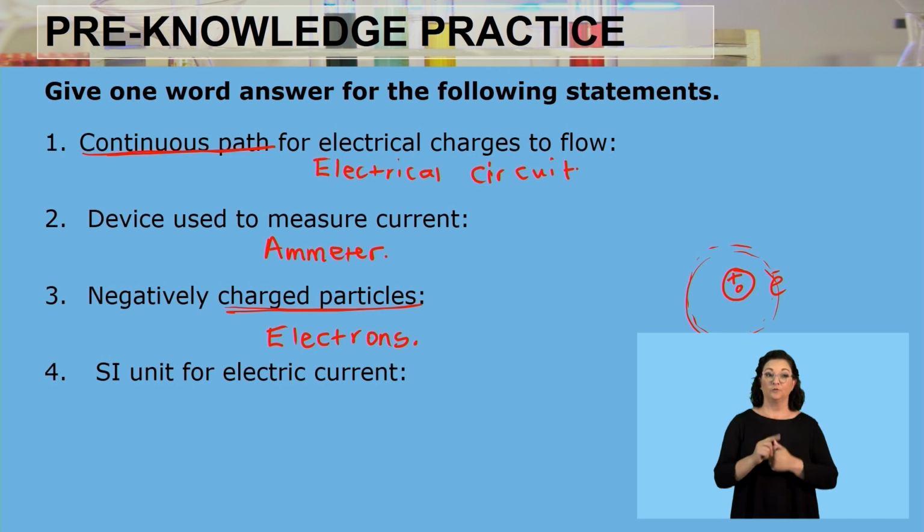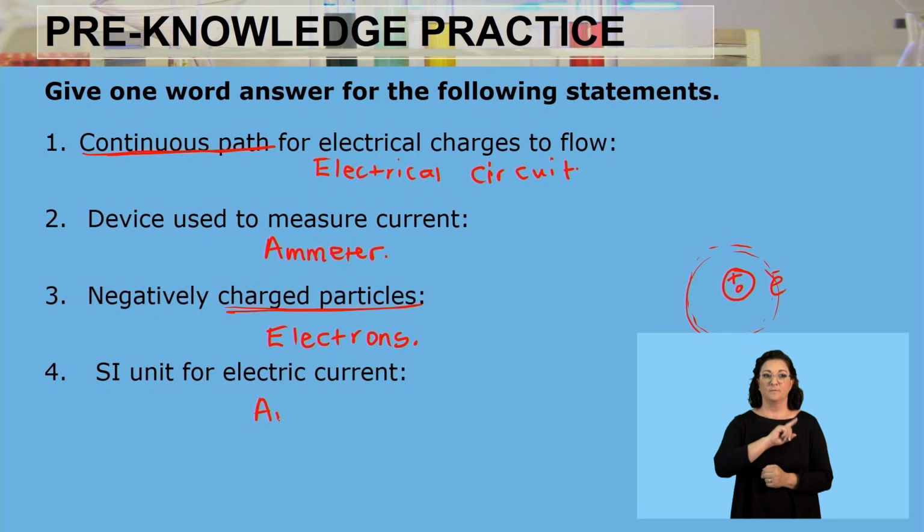And then lastly, what is the SI unit for electric current? So we do know that the current is measured with an ammeter and the unit for the current is amperes, or A for short. So this is going to be amperes, or A for short, to show that we are talking about the amperes.